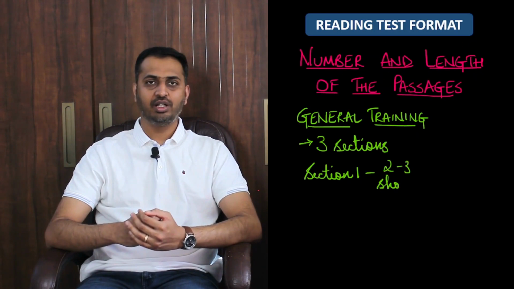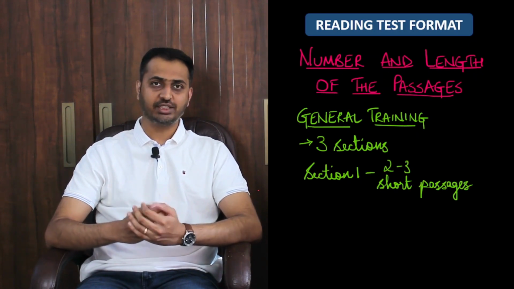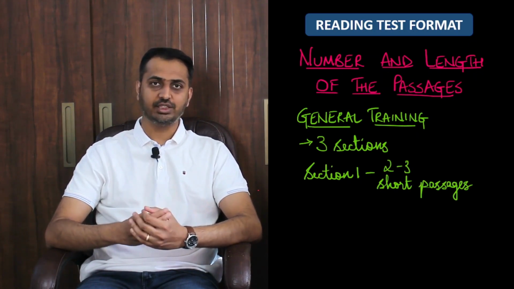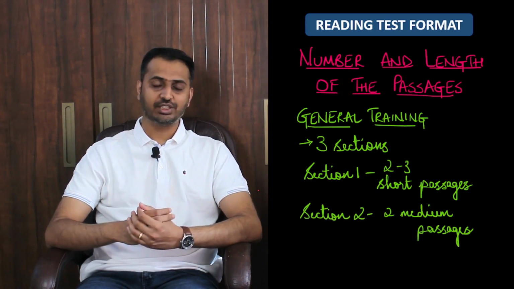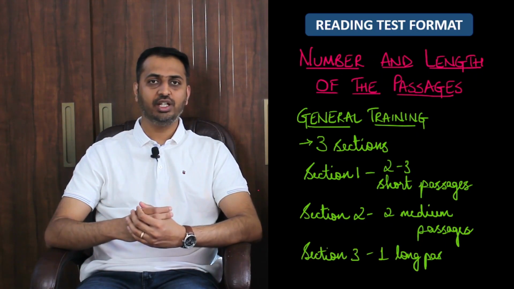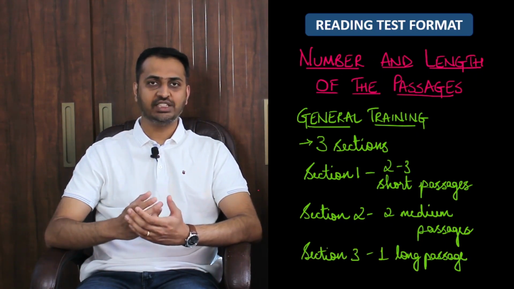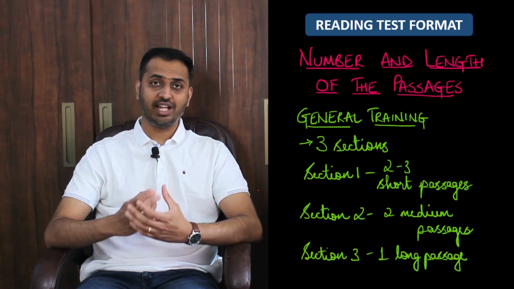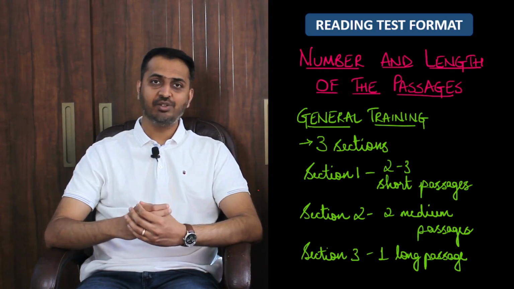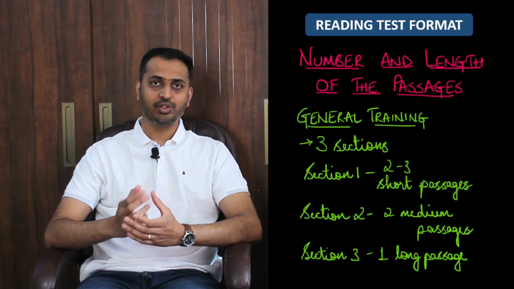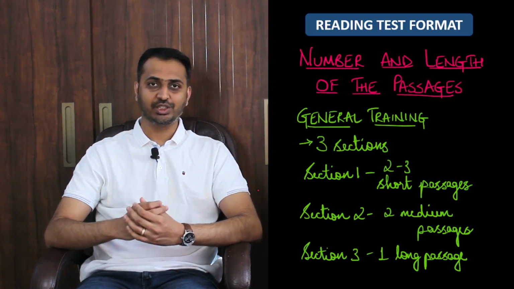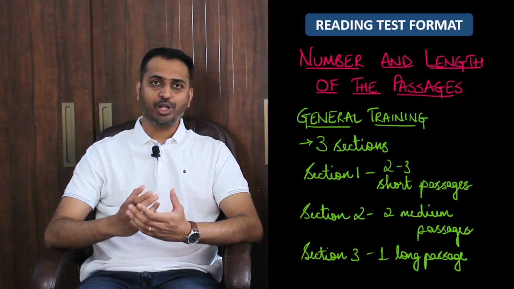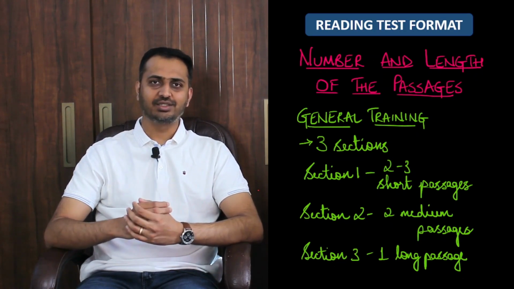While on the general training exam, the reading test is divided into 3 sections. In section 1, you are given 2 or 3 short passages or several short passages. In section 2, you're given 2 medium-sized passages, and in section 3, you're given 1 long passage. And just like on the academic exam, the difficulty level increases from section 1 to 3, and you have to answer 13 to 14 questions on each section, making up a total of 40 questions across the 3 sections.